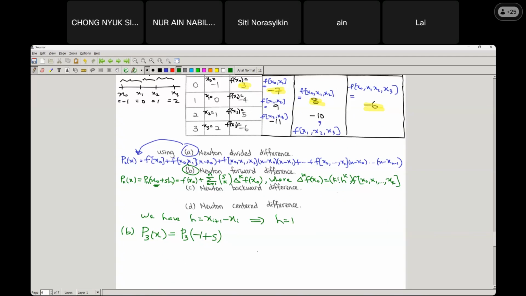Let me write it down here. We have the formula, so we have f(x0) plus, what is your n? Your n is up to 3, k equal to 1, and we have (s choose k), and then we have this. Let me substitute. I will do this one first.